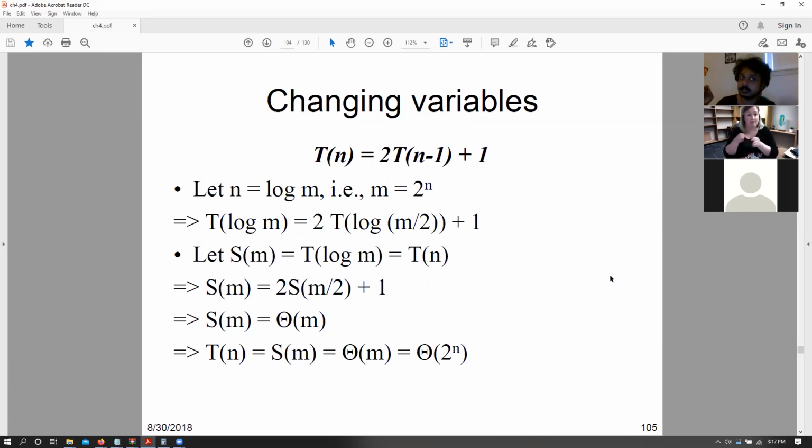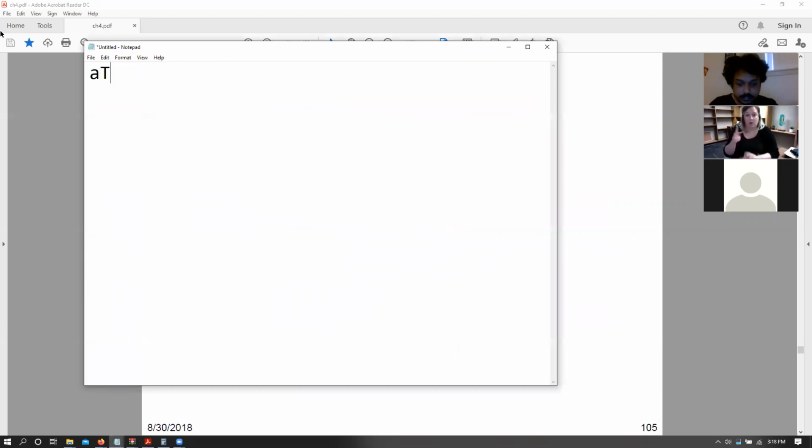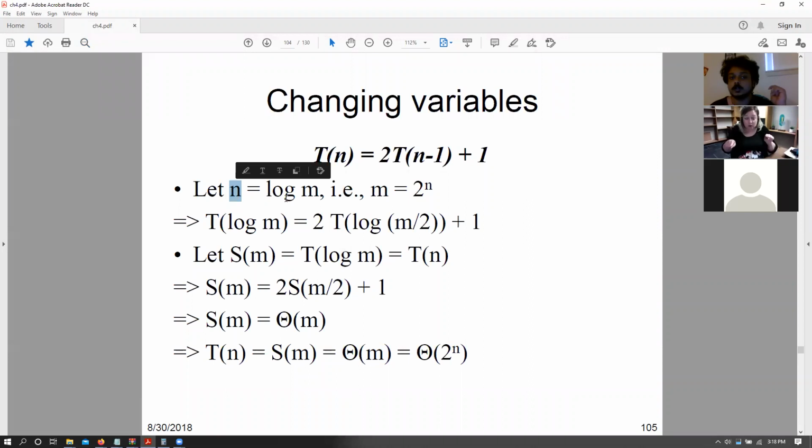Remember that we started out with the condition that the master method can only be applied to cases where we have a times T(n/b) plus f(n). That implicitly meant that we cannot do any cases where we have n minus something. But if we change those variables into something suitable for us, where here we changed n = log m, we are now able to apply the master method.